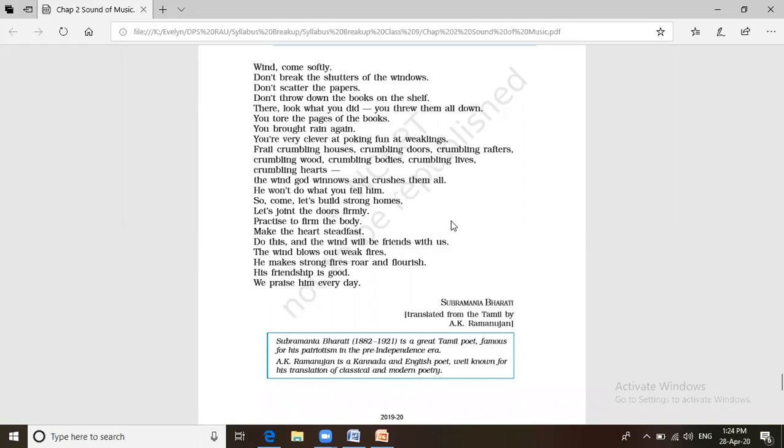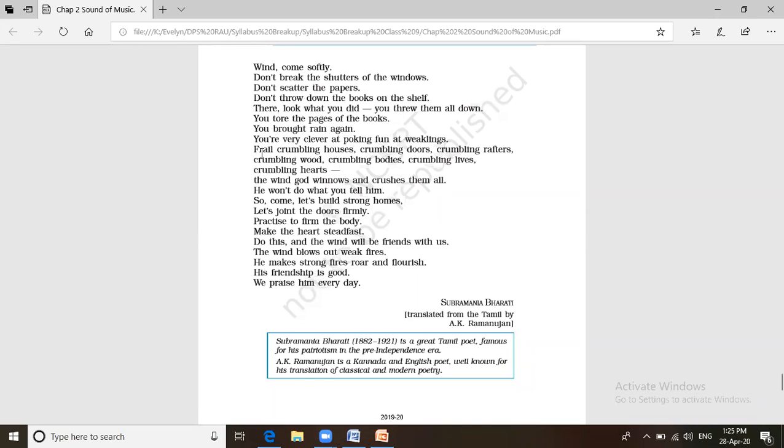The poet is referring to the crumbling bodies, crumbling lives, and crumbling hearts, meaning the inner wind, the self motivation. If you're not strong enough, it can crumble your hearts. So now here the wind stands for? Self motivation, inner thoughts. No. The wind stands for the problems, the adversity in life. Okay? The adversity in life.